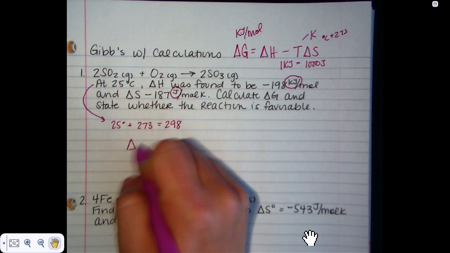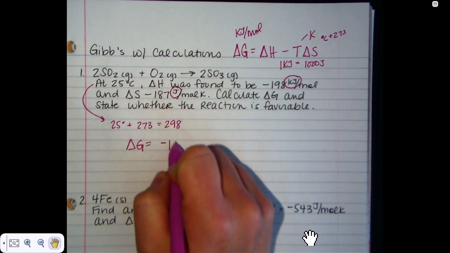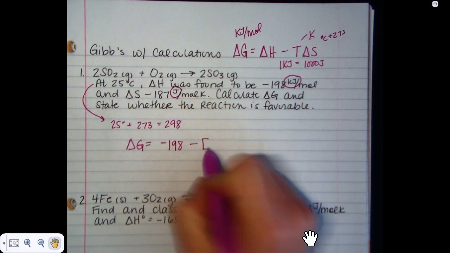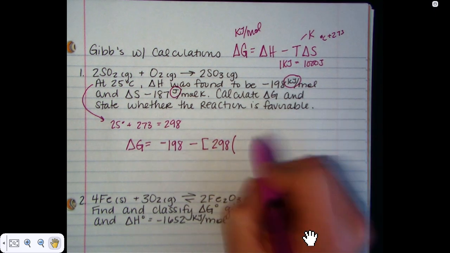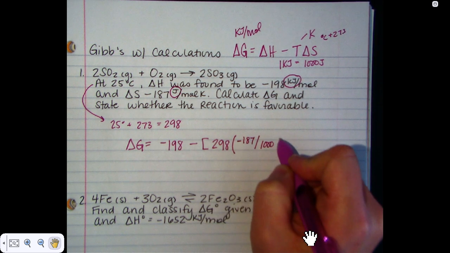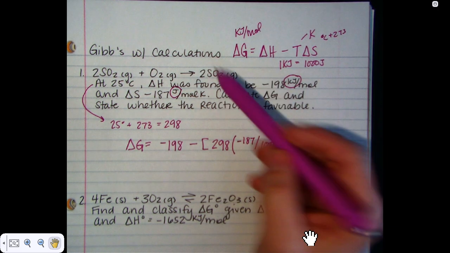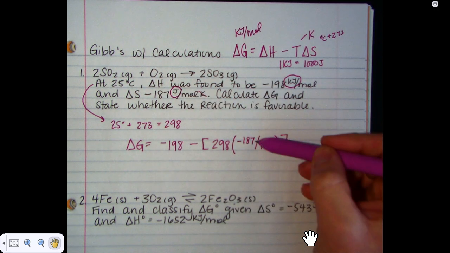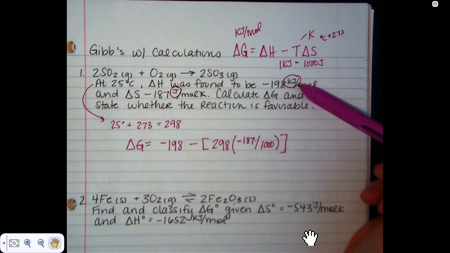Let's do this. Delta G is equal to my delta H, negative 198, minus my temperature, 298, times negative 187 divided by 1,000. And yeah, I could have put the units in there, and I probably should have. But what I want you to notice is that my Kelvin temperature here and the Kelvin on the delta S term is what cancels out, and I'm going to be left in kilojoules per mole.